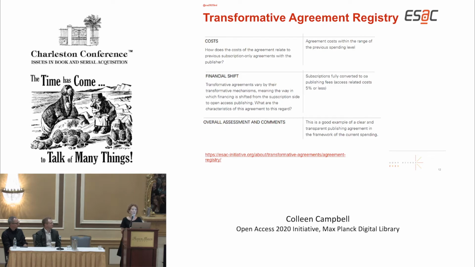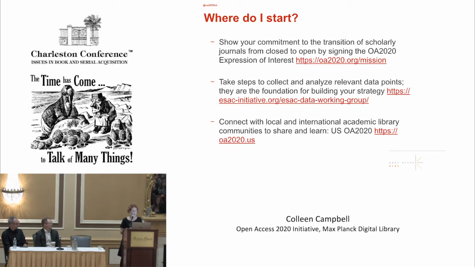ESAC also has a transformative agreement registry. It gives details about the agreements that have been negotiated so far, so you can go and look and understand the financial mechanisms of converting subscription spend to open access, and I invite you to go visit that resource.